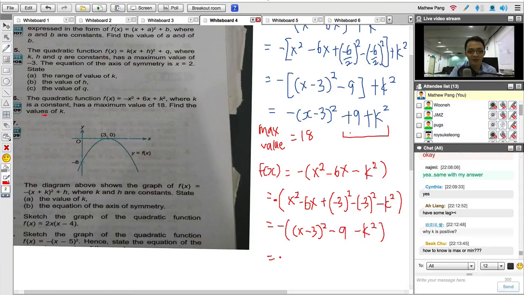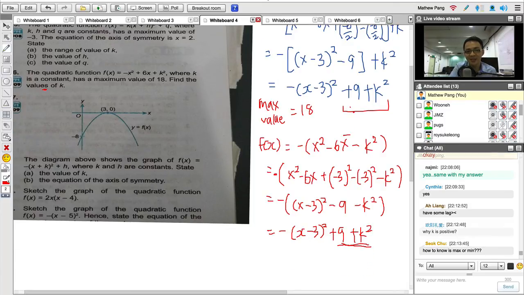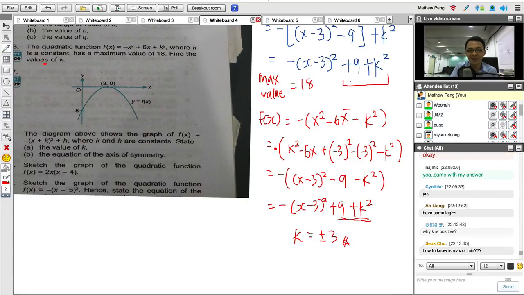Then we multiply negative for every single one. Negative x minus 3 square plus 9 plus k square. Do you see you got plus 9 plus k square? It's exactly the same as my plus 9 plus k square here. So same thing, at the end you solve, you got k is positive negative 3. Alright, I hope I do answer your question.